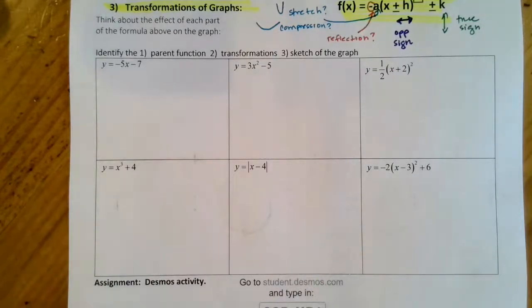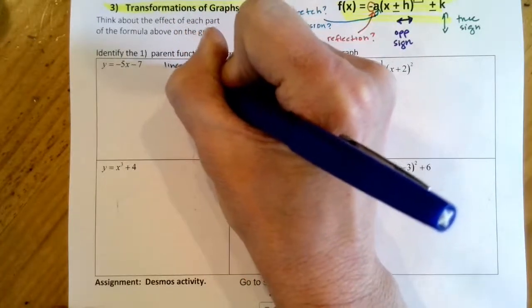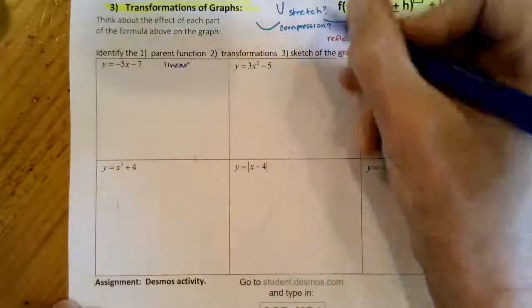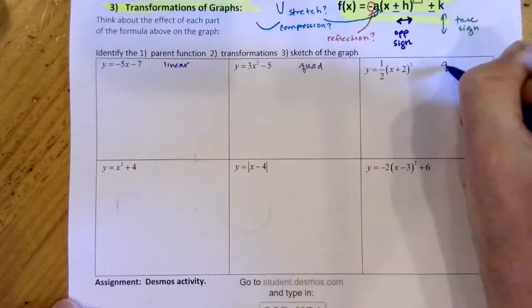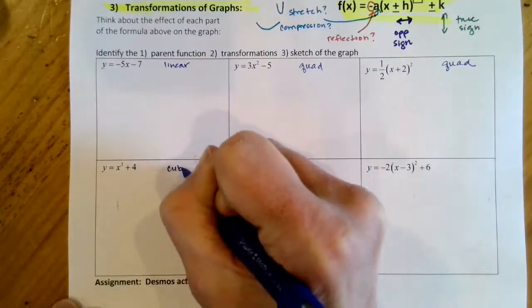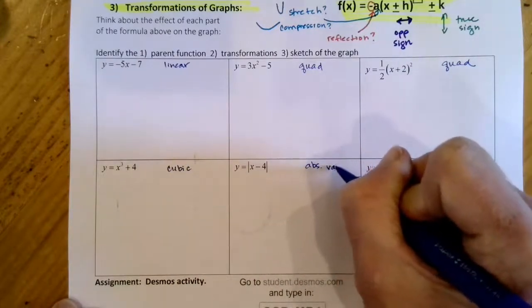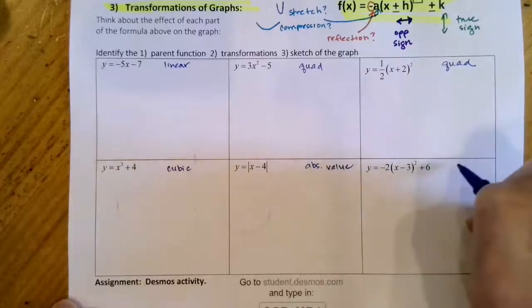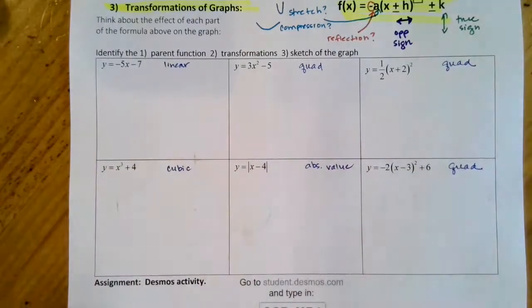So I'm going to get myself set up for success here. First of all, I'm going to recognize this one is linear. This one is quadratic. This one is quadratic. This one is cubic. And this is an absolute value. And here I have another quadratic. All right, so let's take a look at what's going on for each one.